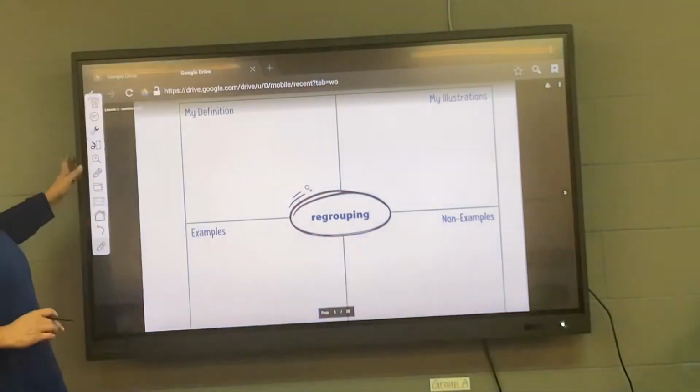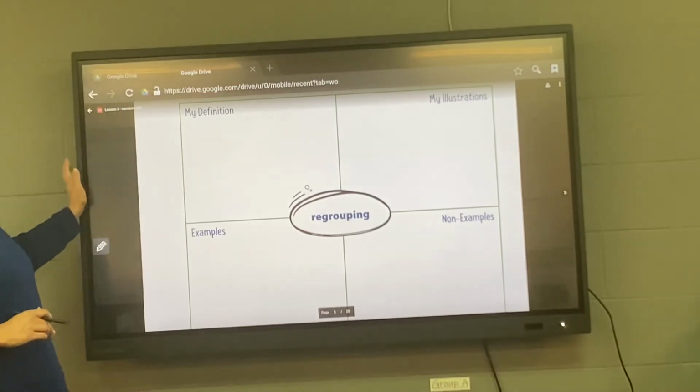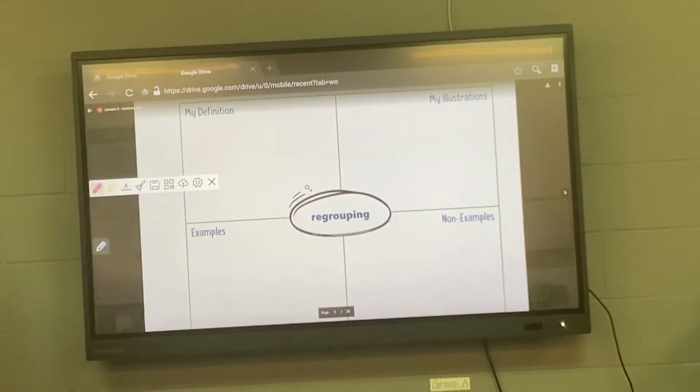So, regrouping. Do we do regrouping with addition? Yeah. Do we do regrouping with subtraction? Yeah, we do it with both of them, don't we? All right, so if we're talking about regrouping, what does that mean? What are we doing when we regroup?